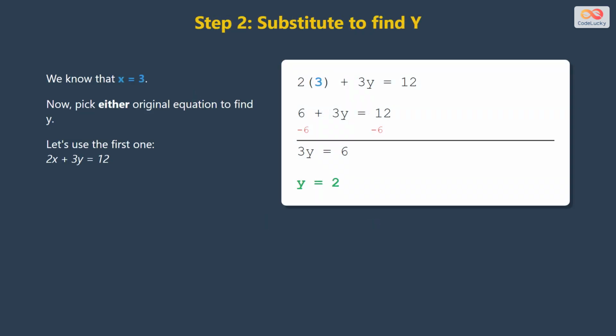Now that we know x is 3, we need to find y. We can substitute x equals 3 into either of the original equations. Let's use the top one. 2 times 3 is 6. So, 6 plus 3y equals 12. Subtracting 6 from both sides gives us 3y equals 6. Dividing by 3, we get y equals 2.